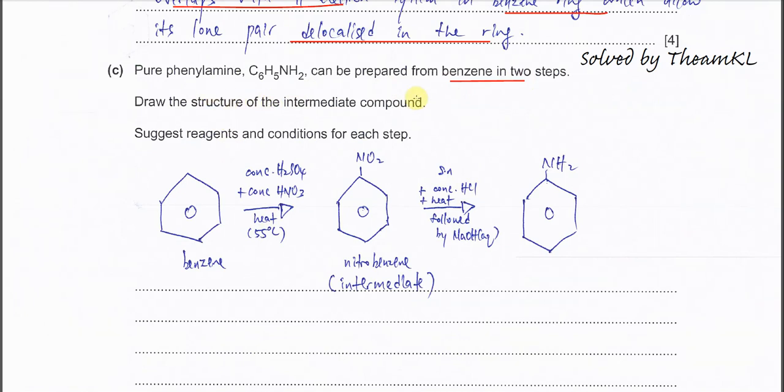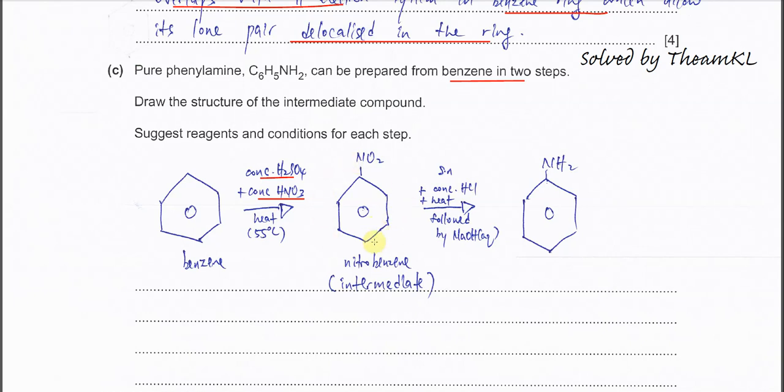In order to form phenylamine from benzene, it must undergo nitration first. So benzene needs to undergo nitration. The nitrating mixture is concentrated H2SO4 with concentrated HNO3. And the condition is heat at around 55 degrees C. Actually, it's 50 to 60 degrees C, we just take the average, so around 55 degrees C. After that, the benzene will undergo nitration and form nitrobenzene.